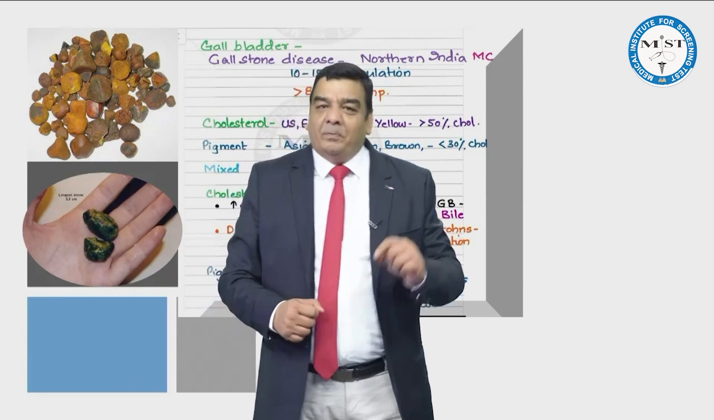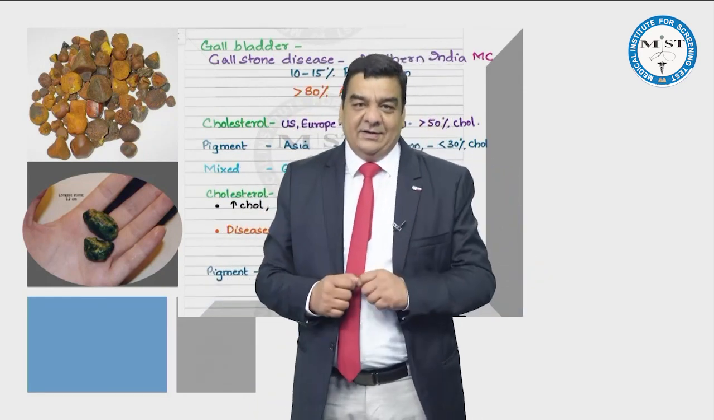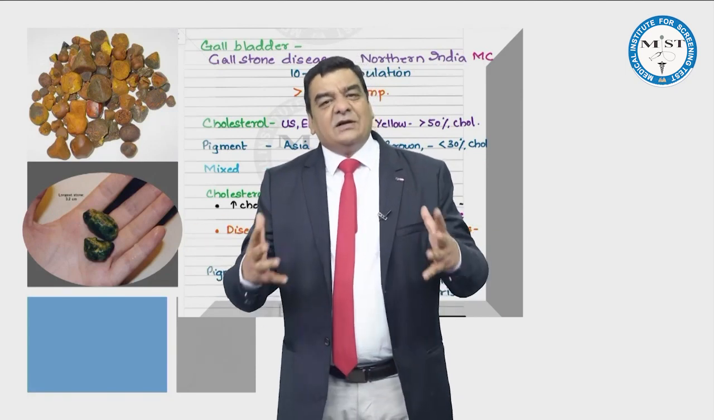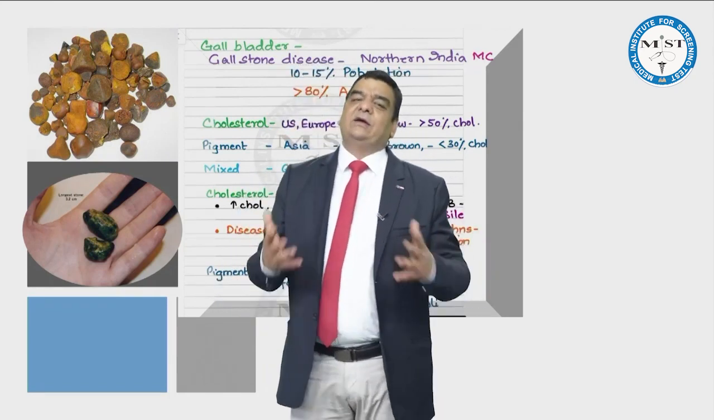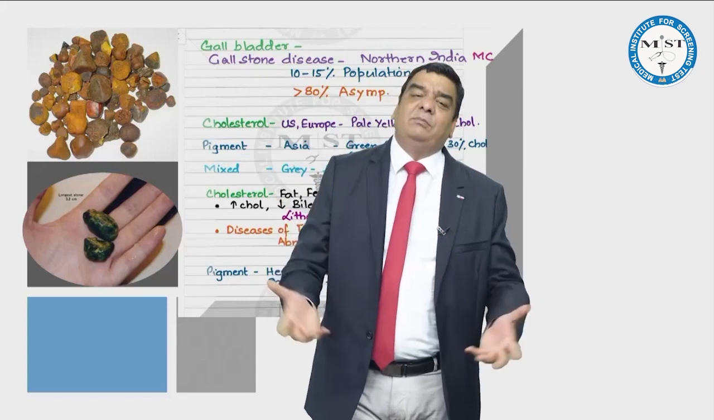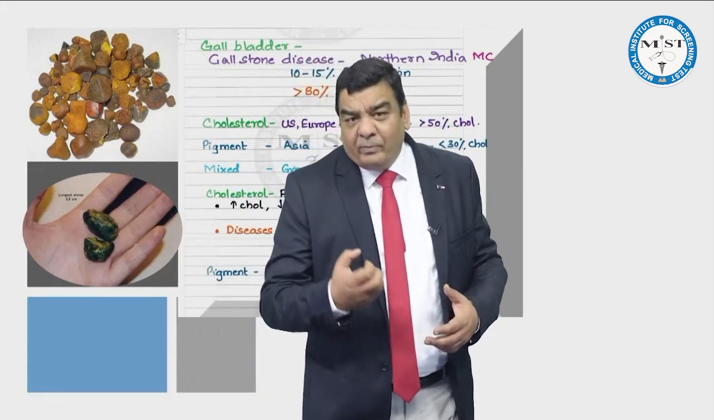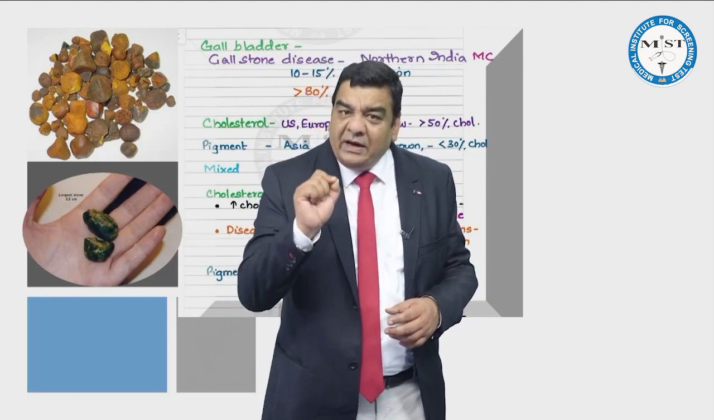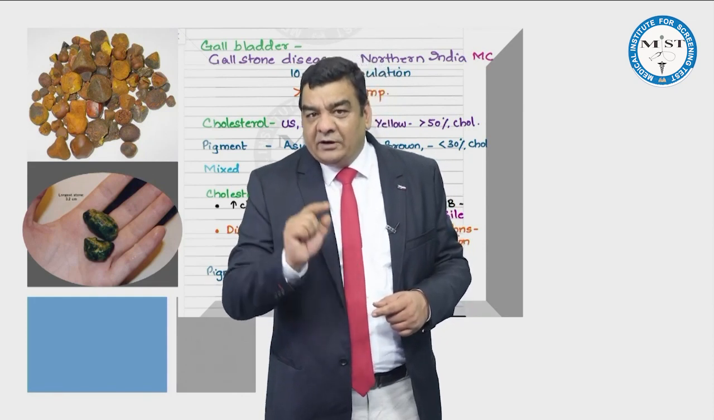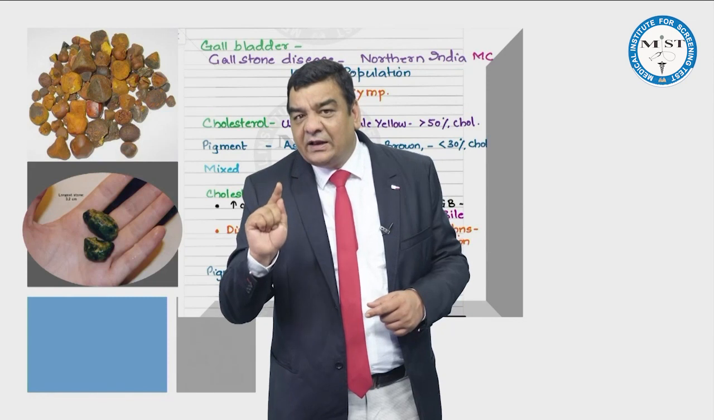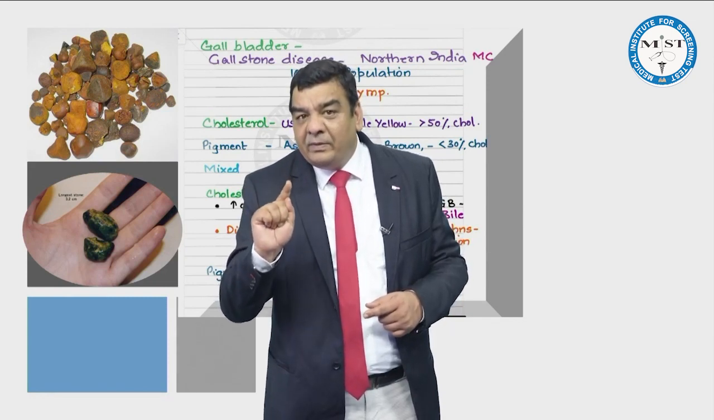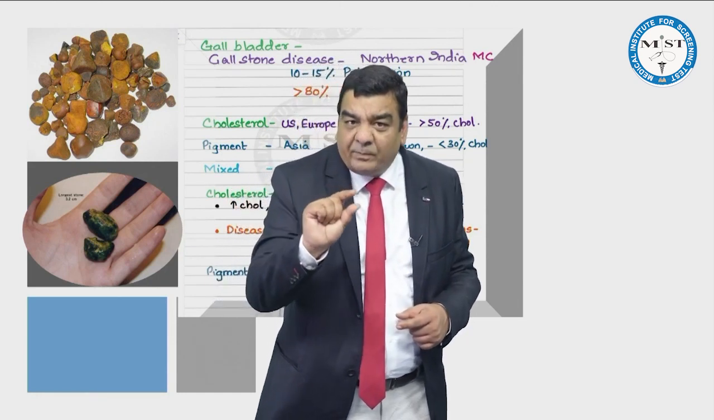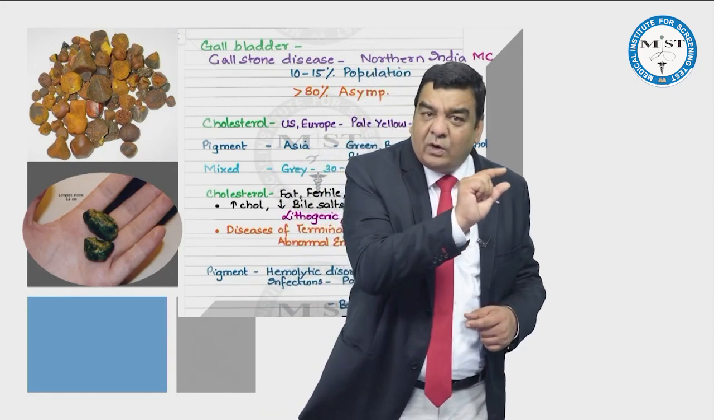My dear friends, pigment stones are related to various hemolytic disorders. If a person is having any hemolytic disorder, for example, hereditary spherocytosis or sickle cell anemia, there will be more breakdown of RBCs. We all know that RBC breakdown occurs mainly in the spleen. That means if more RBCs are getting broken in the spleen, more pigment is produced in the spleen, and the splenic vein will be carrying this pigment into the portal vein into the liver.